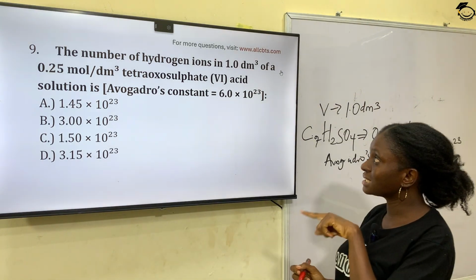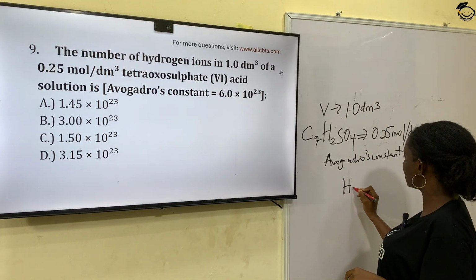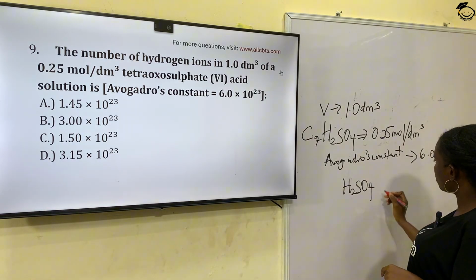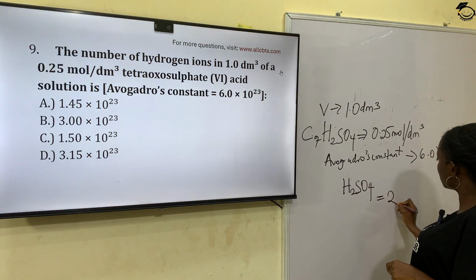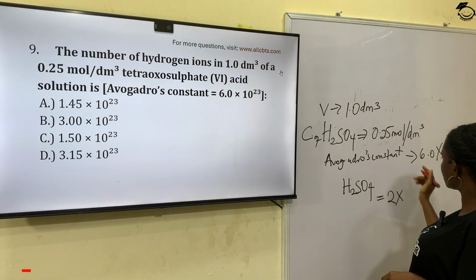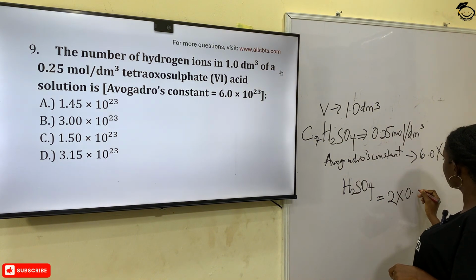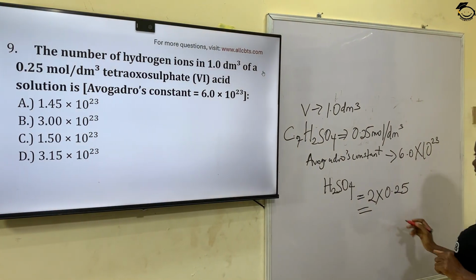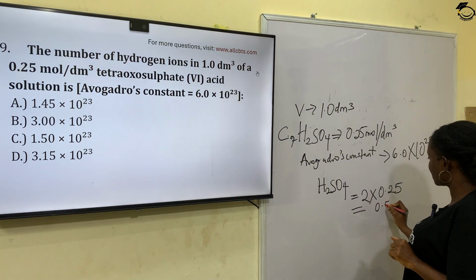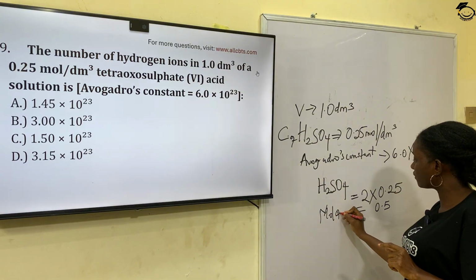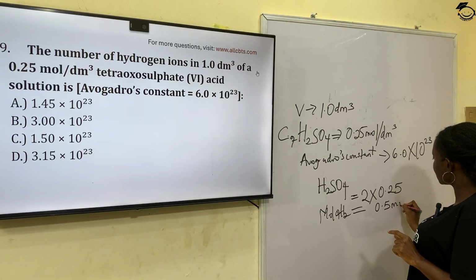So in order to calculate the hydrogen ions in this compound H2SO4, we see that hydrogen has 2 atoms. So we have 2 times the concentration given, that's 0.25. That will give us 2 times 0.25, that should give us 0.5. That's the mole of hydrogen atom, 0.5 mole.